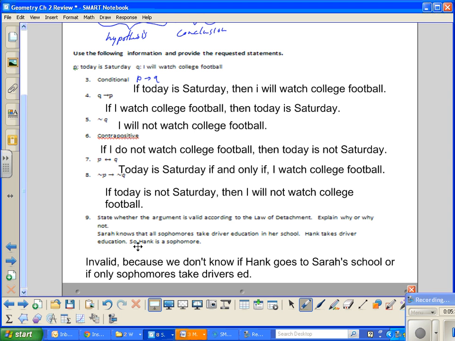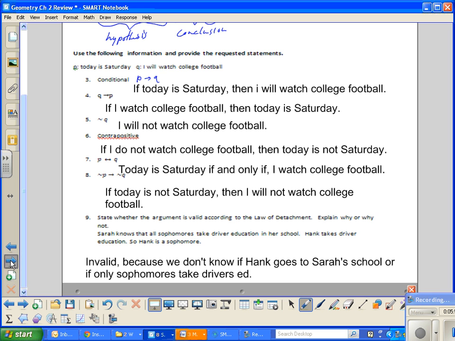Now, if, on the other hand, it had said that Sarah knows that all sophomores take driver's education in her school, and said that Hank is a sophomore in Sarah's school, then we could have made the conclusion that Hank was taking driver's ed.